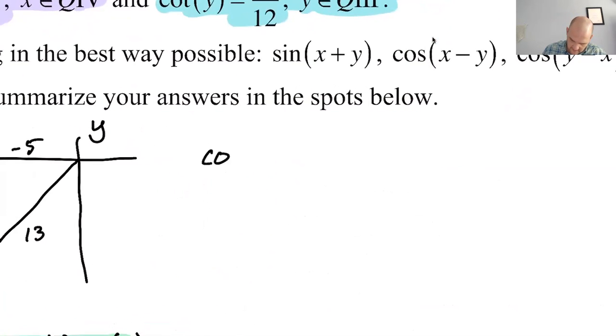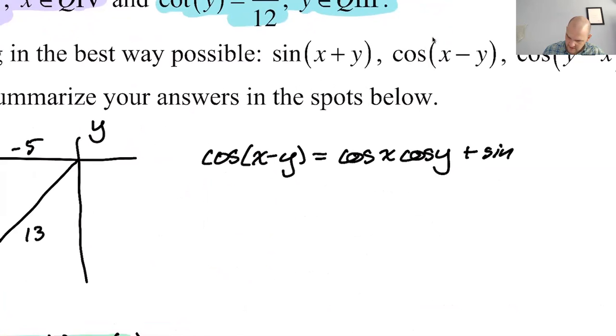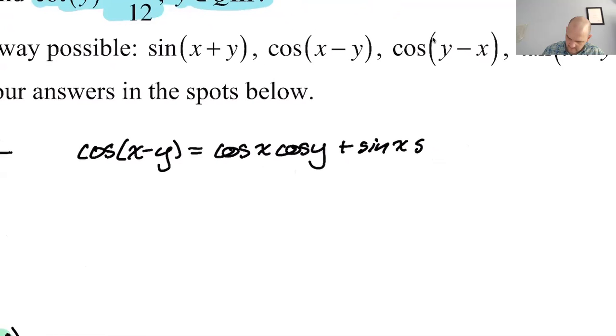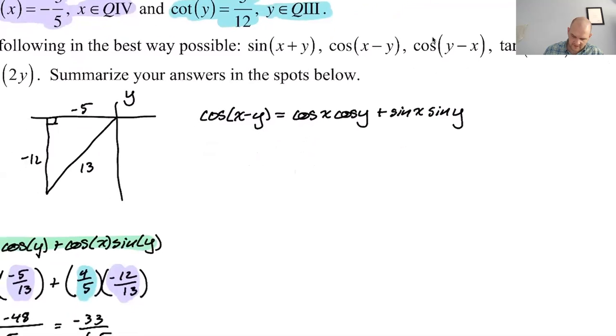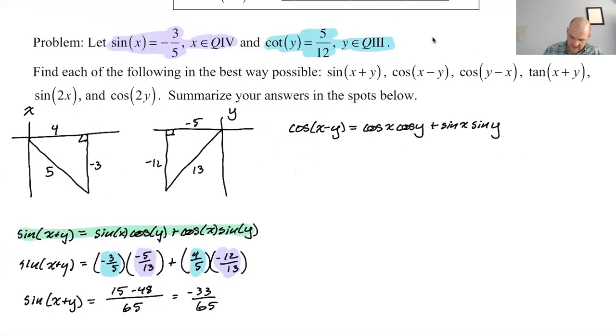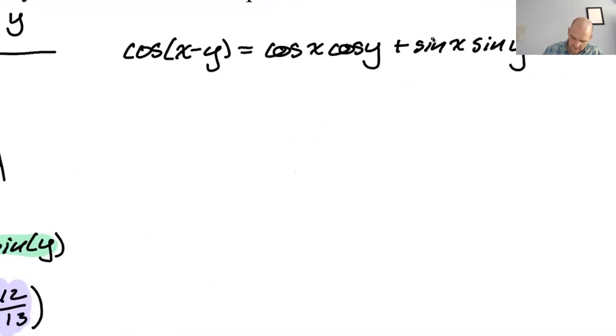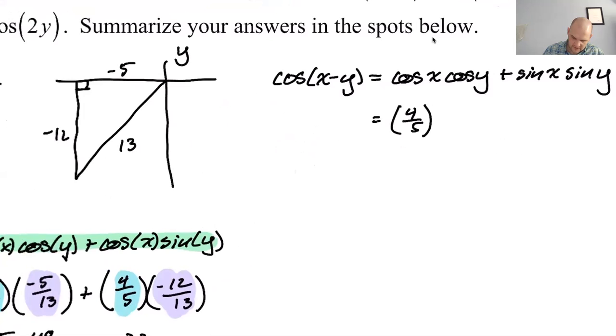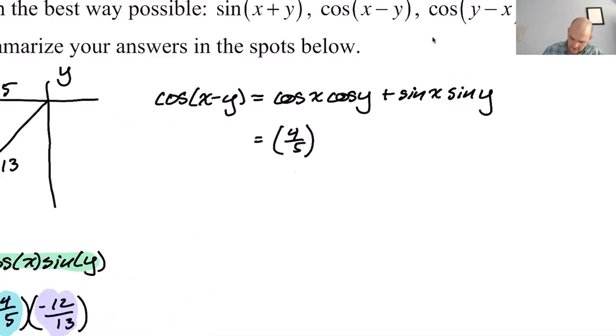So cosine of x minus y is going to be cosine cosine, and then plus sine sine. So we write down the formula, we make sure that's correct. Then we need to substitute. So the cosine of x is 4/5. So we're going to go equals quantity 4/5. Now the cosine of y is going to be negative 5/13. So we put that in.